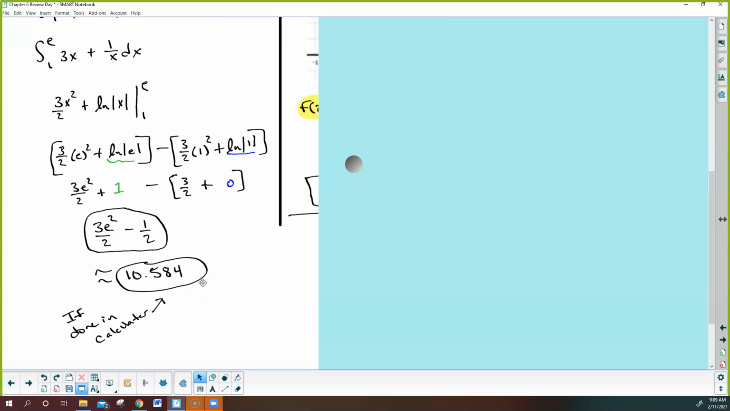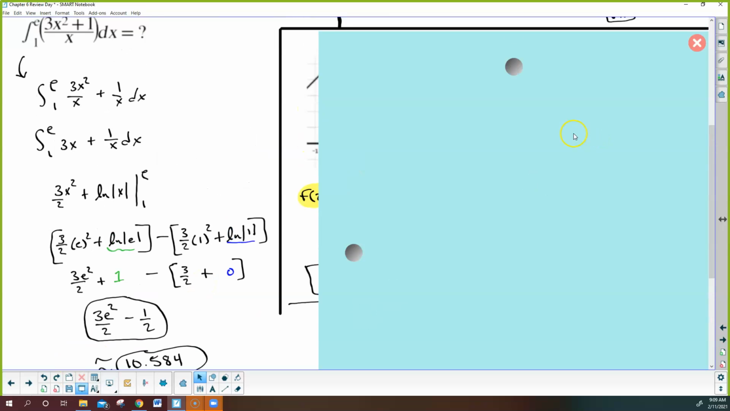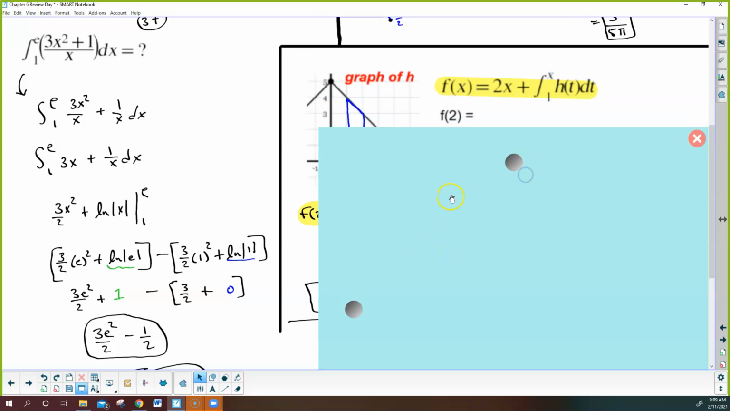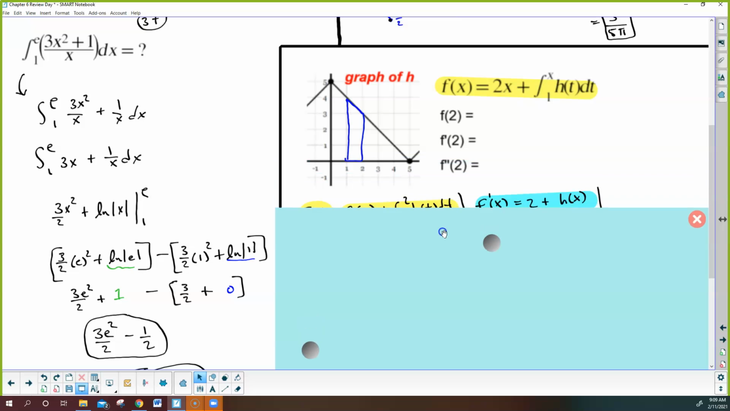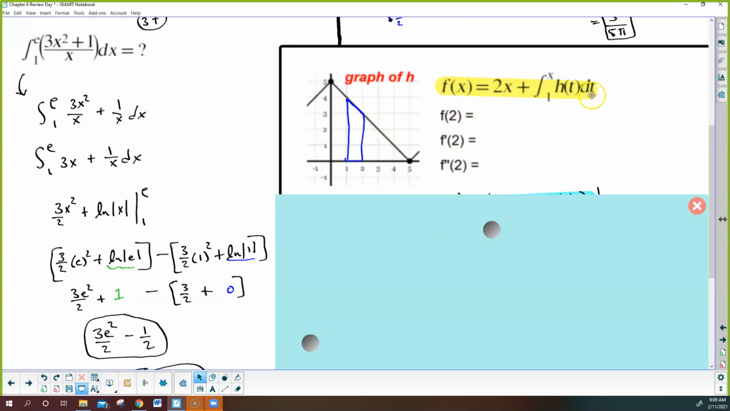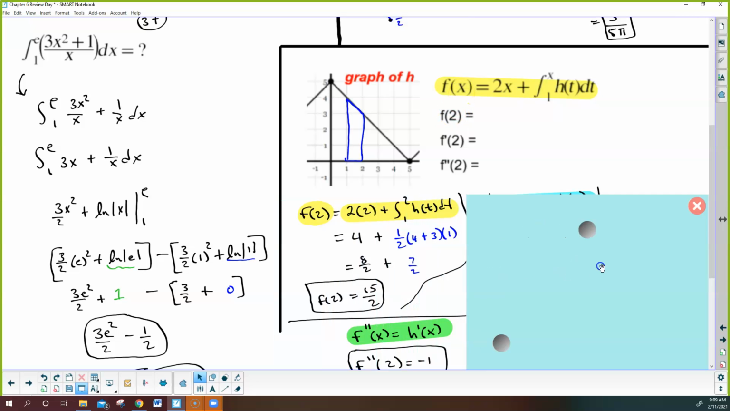Okay. All right, and then the last problem here. So this is the fundamental theorem of calculus, part 1. It says, here's f of x, okay? And the first thing they want us to do is find the point. So I'm going to plug in 2 right here for x. So I'm going to plug in 2 here and 2 here. Well, that's just 2 times 2, which is 4.